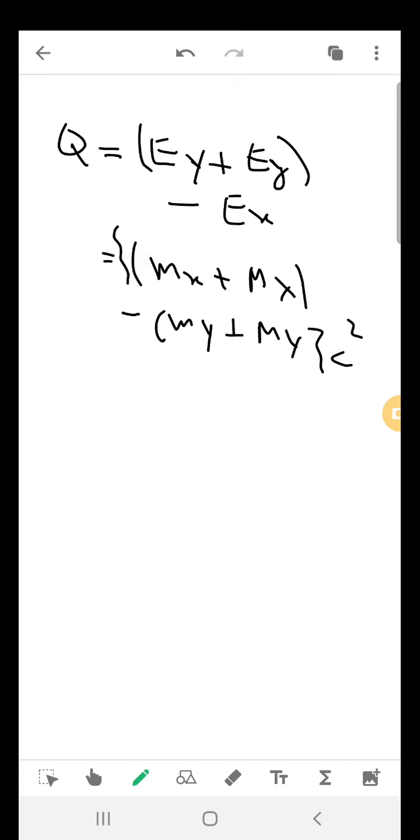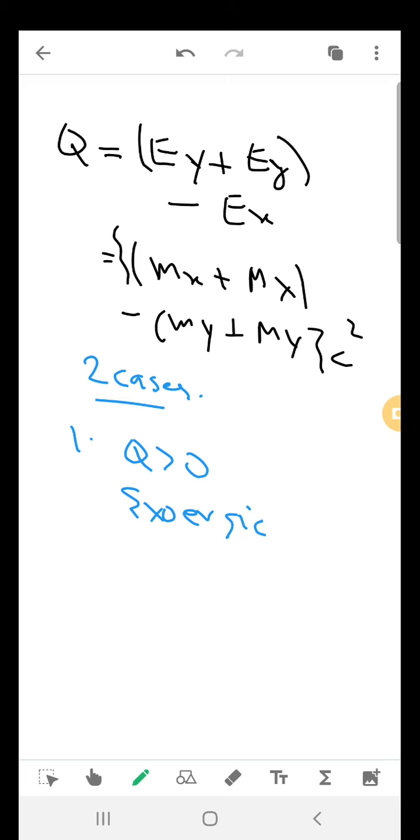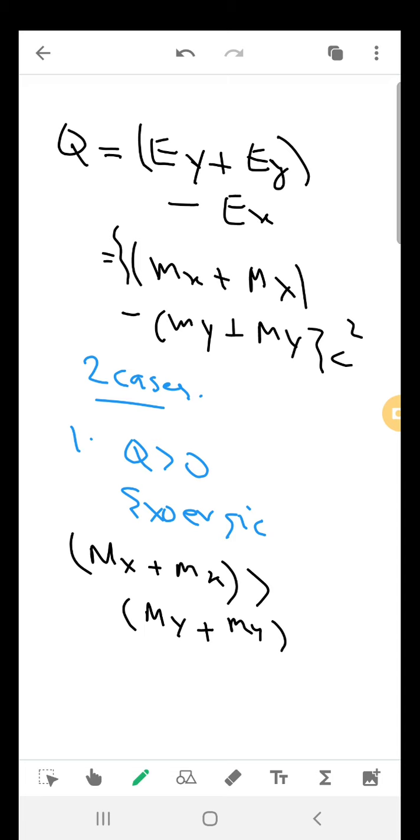Now there are two cases. The first case is when Q is greater than 0, and this is called an exoergic reaction. That means the energy is released, so it corresponds to capital Mx plus mx being greater than capital My plus my. This is an exothermal reaction, so there is a net decrease in energy.